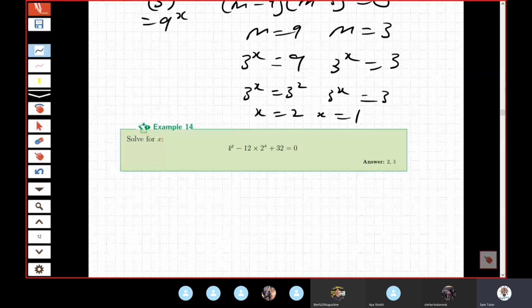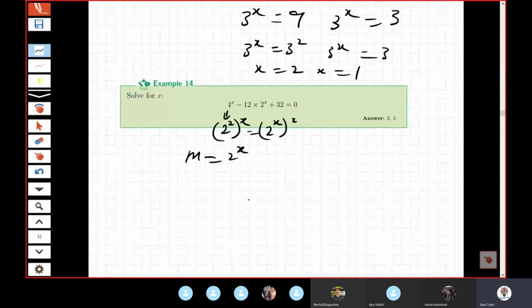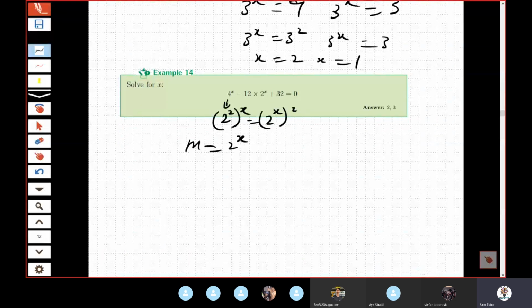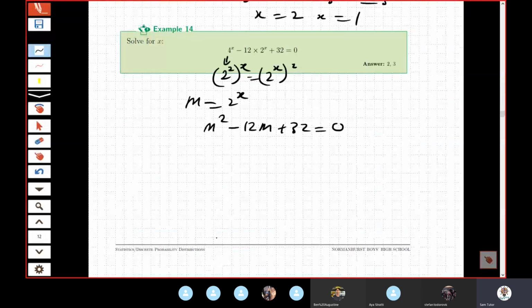That means 4 to the x can be written as 2 squared to the x, which is the same as, of course, 2 to the x all squared. So then you're going to let m be the middle term, and your answer becomes just m squared minus 12m plus 32 equals 0. Do you want to go and finish that off, please, and try to see if you can get x equals 2 and 3?